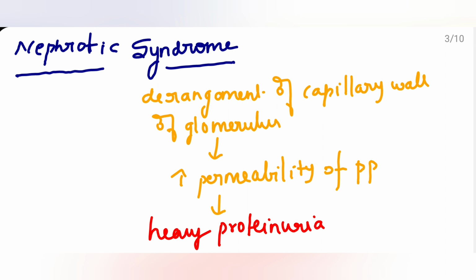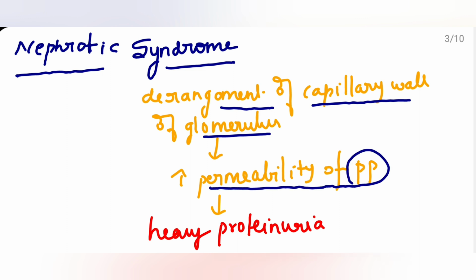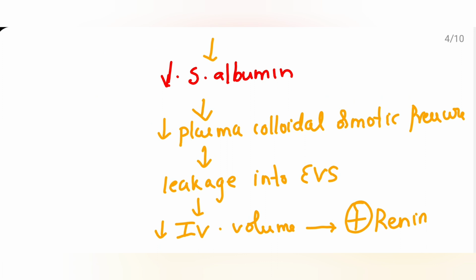Let's go to nephrotic syndrome. In all glomerular disease, the majority of cases, the common cause will be immunological. Let's first come to nephrotic syndrome. There is derangement of the capillary wall of the glomerulus. When this capillary wall is deranged, there is increased permeability to plasma protein. So as plasma protein is lost, there is heavy proteinuria, usually more than 3.5 grams per day. This heavy proteinuria is also known as nephrotic range proteinuria.